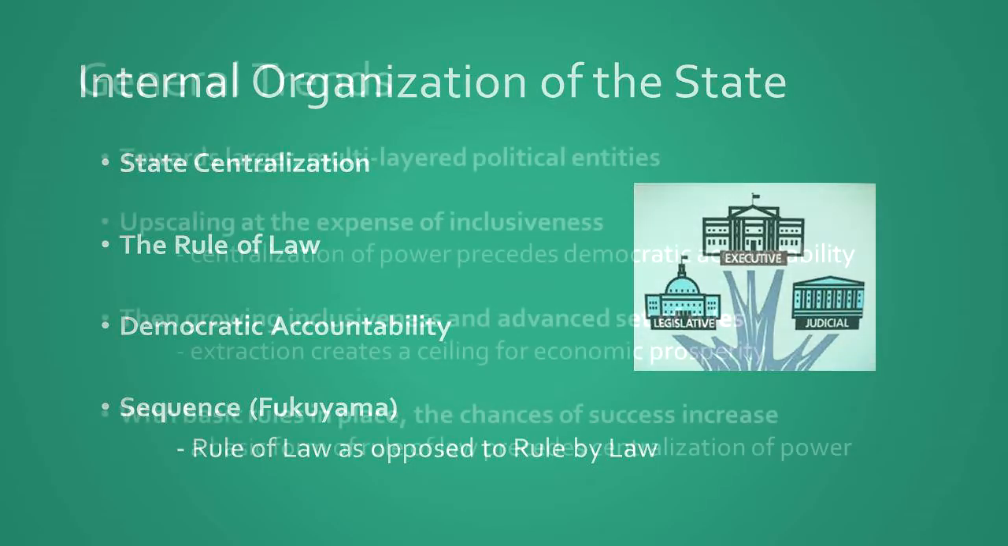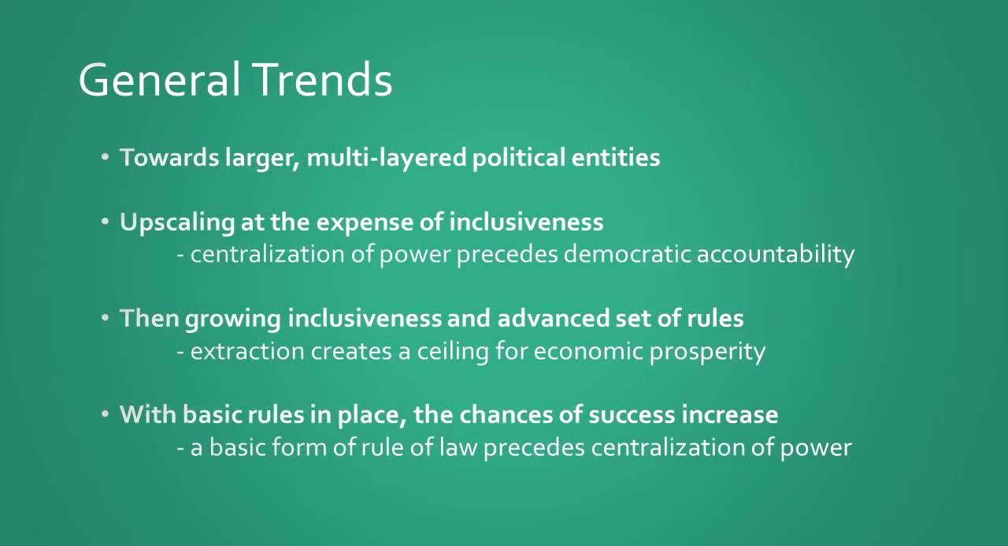Okay, so these are the general trends that I would discern. There is a trend towards larger, more multi-layered political entities over time. This upscaling in general at first goes at the expense of inclusiveness. So centralization of power precedes democratic accountability. Then afterwards, preferably there will be growing inclusiveness for a state to be successful, and a more advanced set of rules. Because if you continue extracting, then that will create a ceiling to economic prosperity.